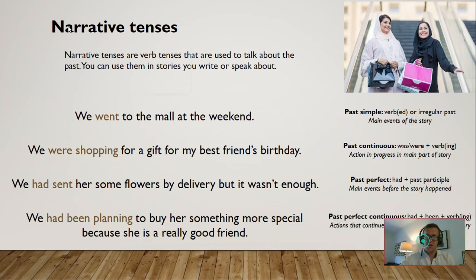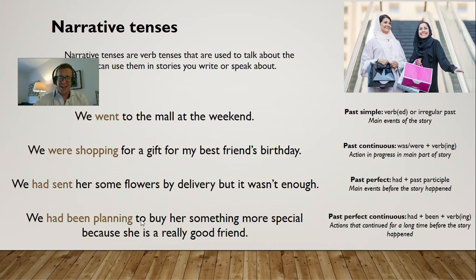And the last one. We had been planning is past perfect continuous. Had been plus verb ing. So it's a bit like past continuous. It happened for a long time, but like past perfect, it happened before. So we had been planning to buy her something more special. Before we went to the mall and went shopping, probably before we sent the flowers, it's a long time we had been planning. So I was thinking a long time to buy her something special.